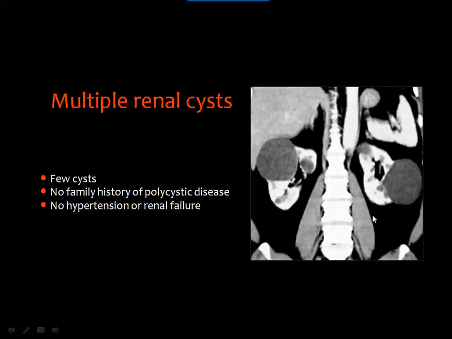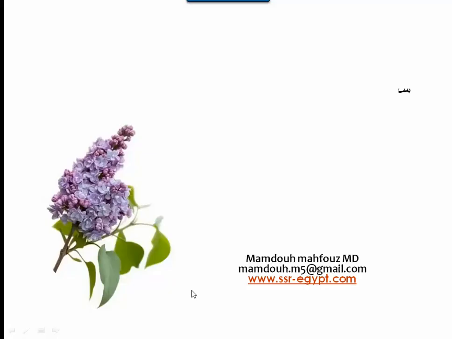This is what I meant by multiple bilateral simple renal cysts. Sometimes normal people do not complain of any urinary tract abnormalities, and on imaging you can detect some renal cysts bilaterally, 2 or 3 or 4, but the renal size is normal and the renal function is good, the renal parenchymal thickness is maintained, there is no family history, and there is no hypertension or renal failure, and there is good renal parenchymal thickness, as I have mentioned.